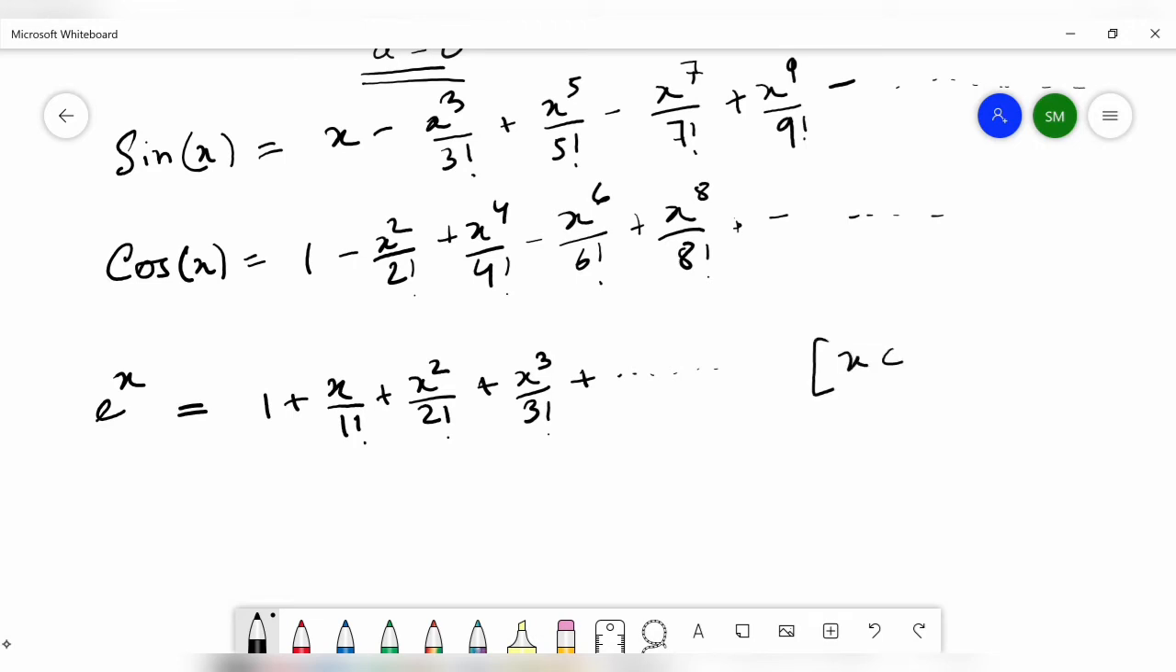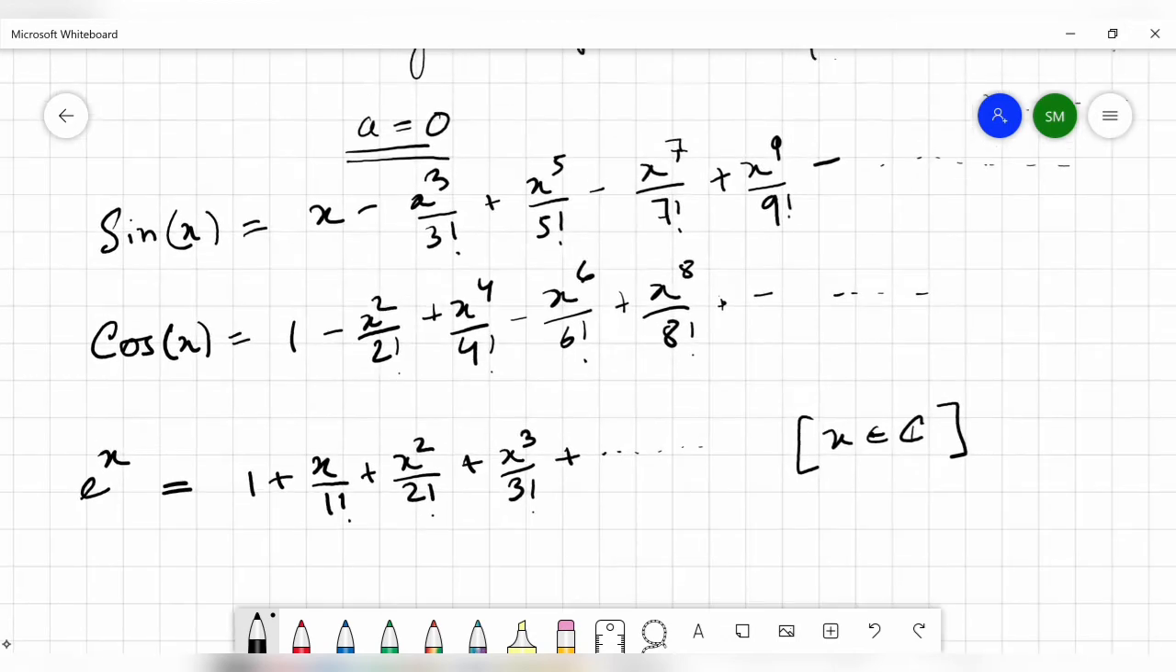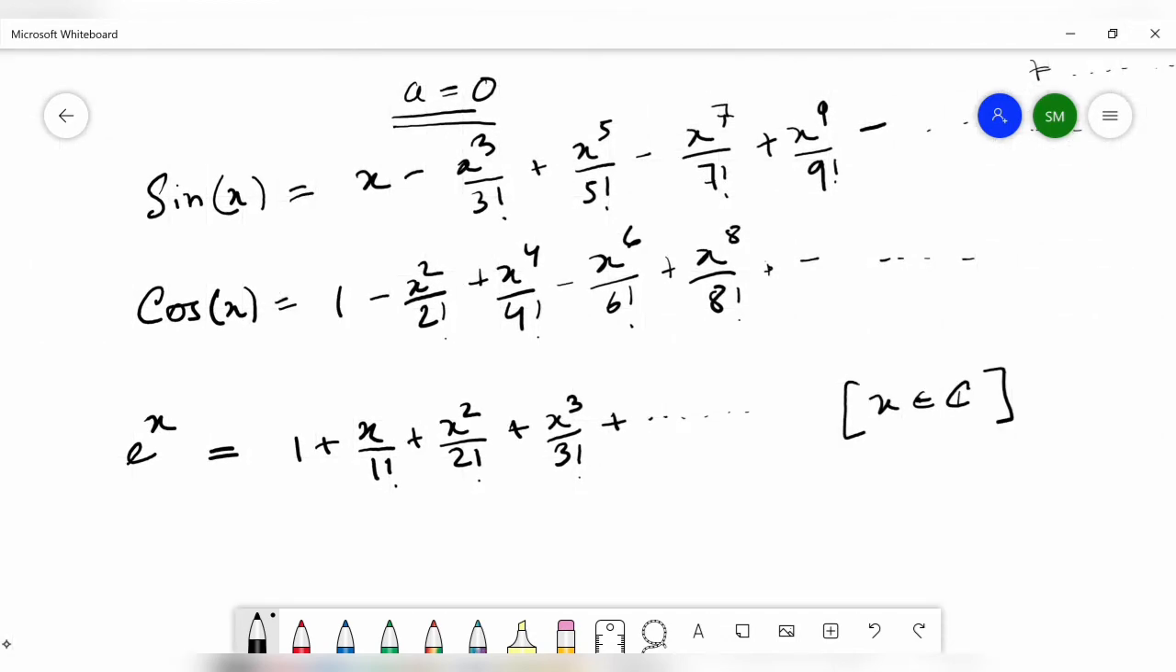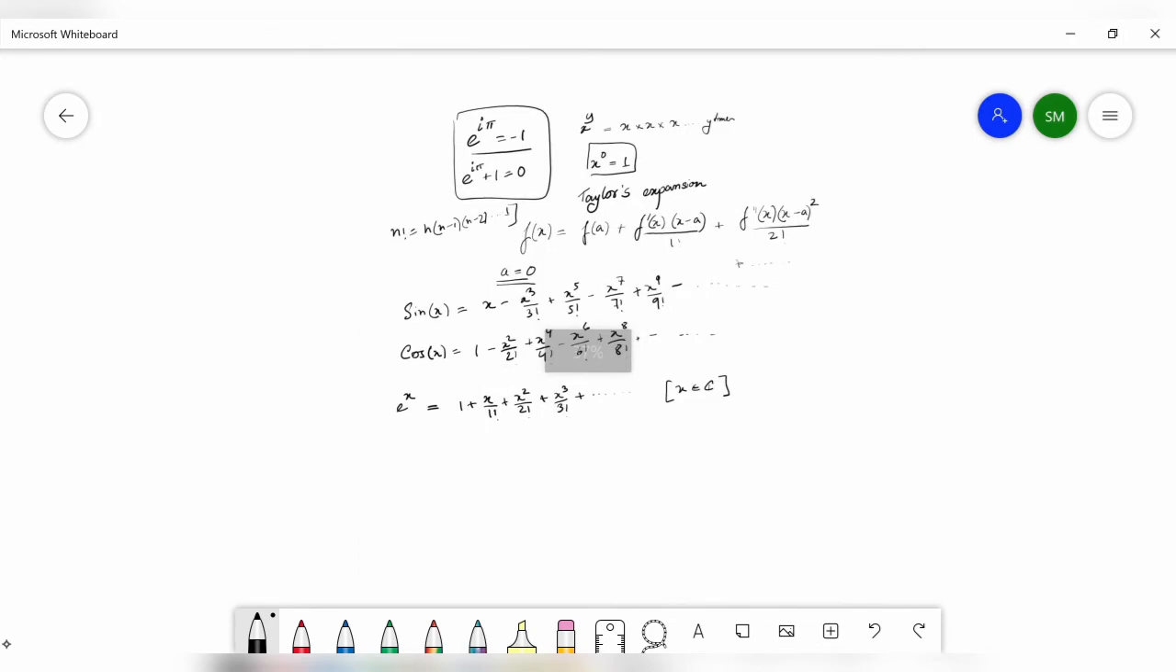Like x belongs to the complex number set. So x can be anything. It can be a complex number, and as you know, the real numbers are a subset of the complex numbers. So x can be any number, and this formula holds true, right? So now, once I write down all these three formulas, you get to see some similarities between these Taylor expansion series formulas.